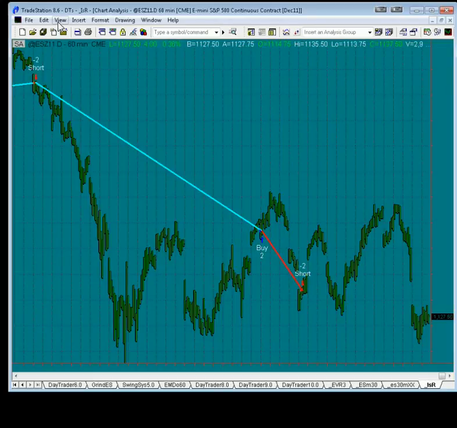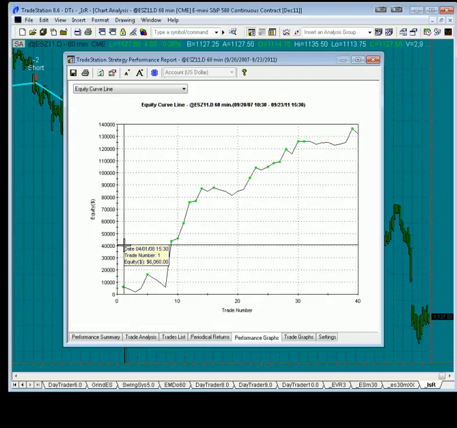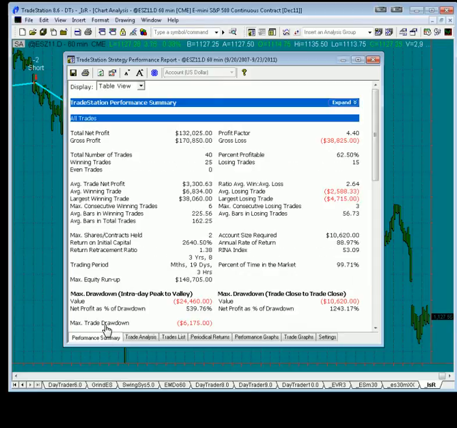ISR right here, this is a new trading model. $132,000 in profit, average trade net profit $3,300. This is a swing model, $10,600. There's your equity curve over the last few years. We'll say over the last 4 years or so, 3 years and 8 months, $132,000.